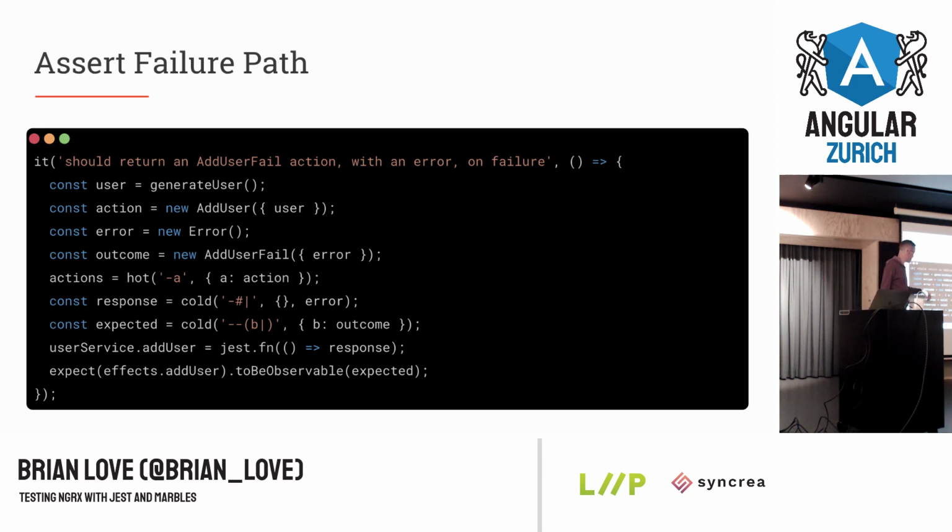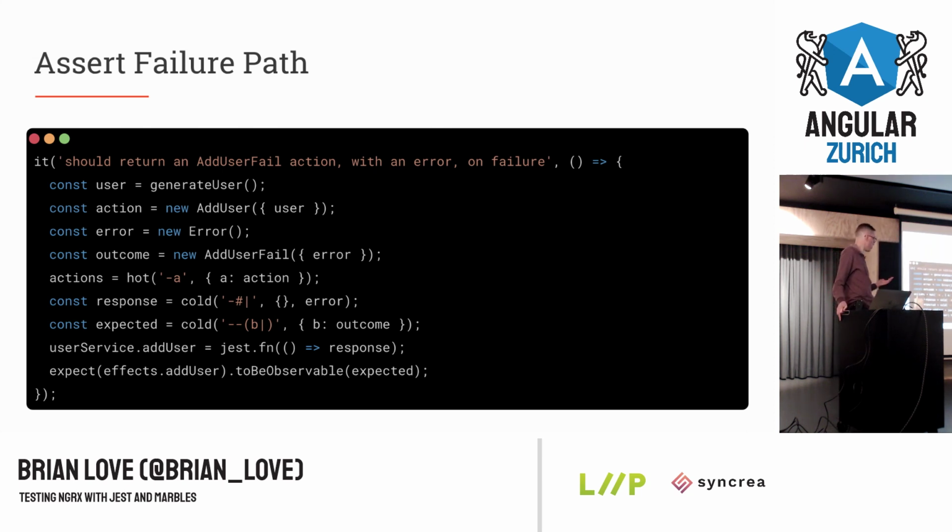And the cold observable function, we're not providing any values here because I don't have any characters. So we're just going to leave that. It probably could be null rather than an object. And then we're going to actually provide that error that is going to be emitted by the observable stream.